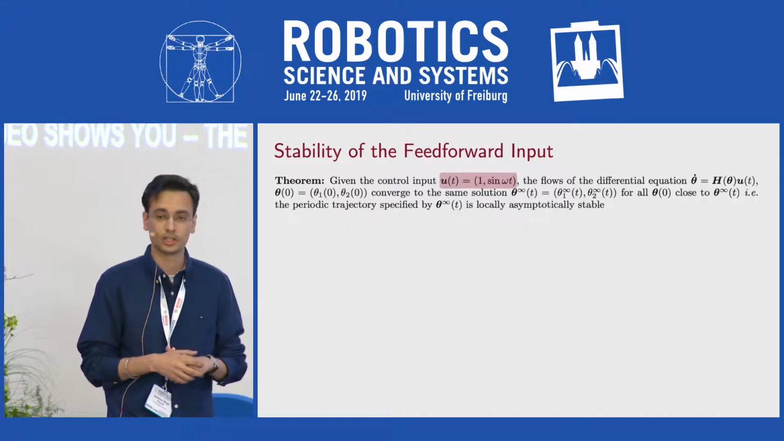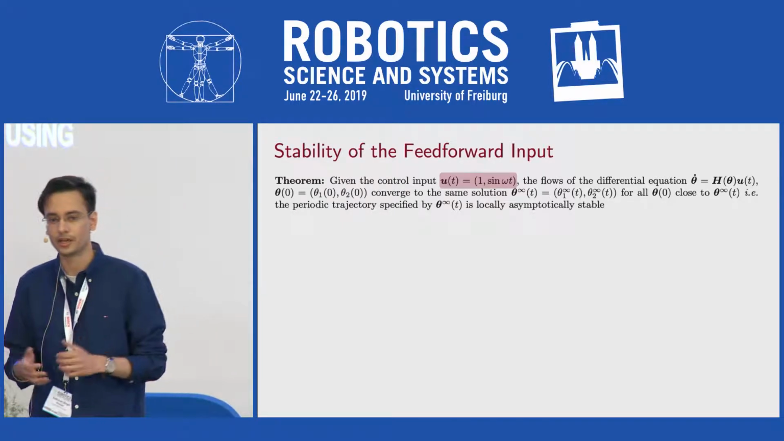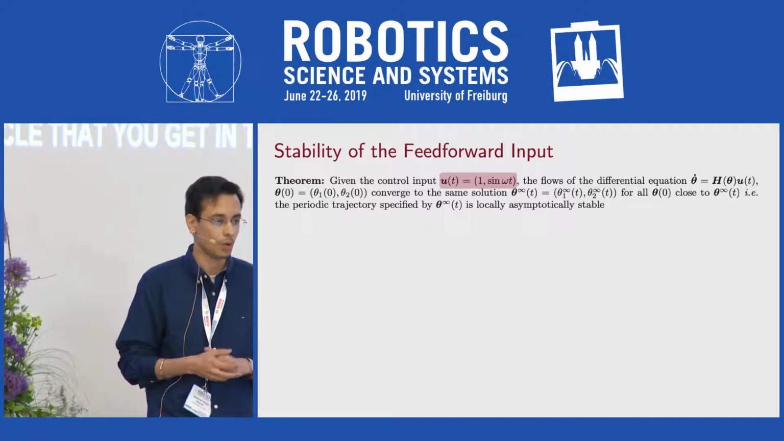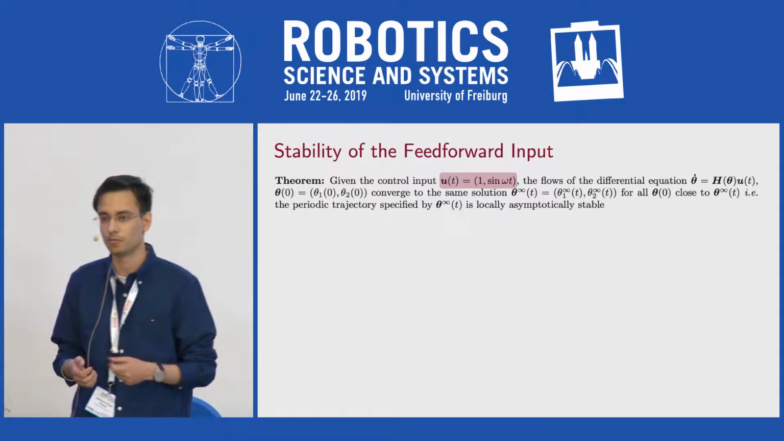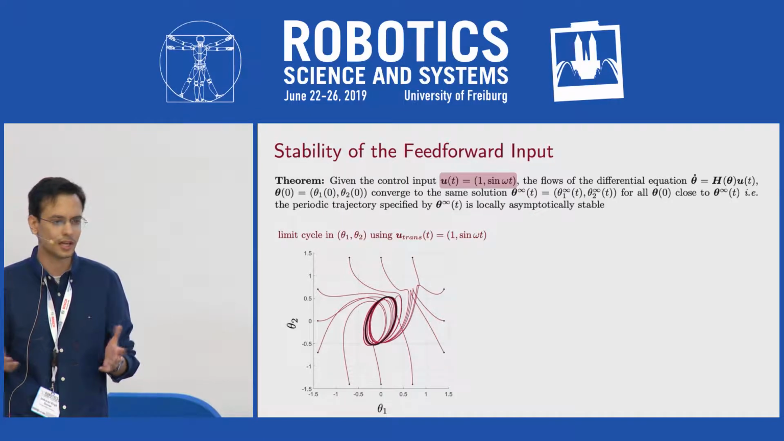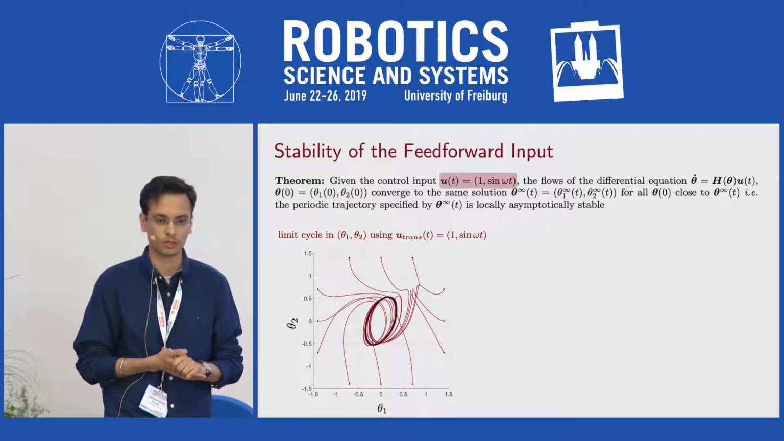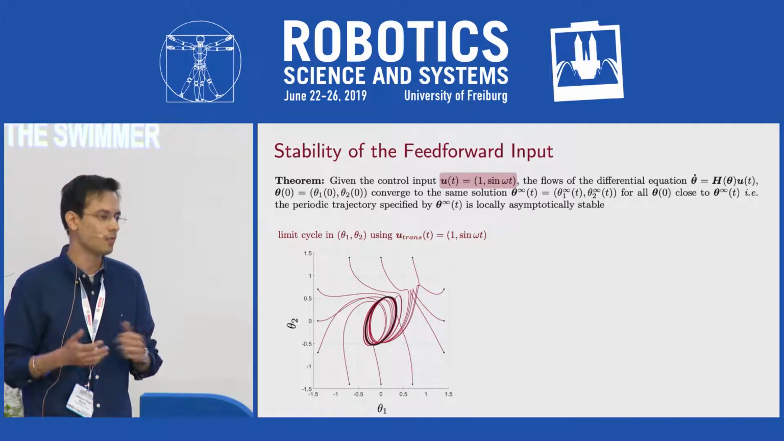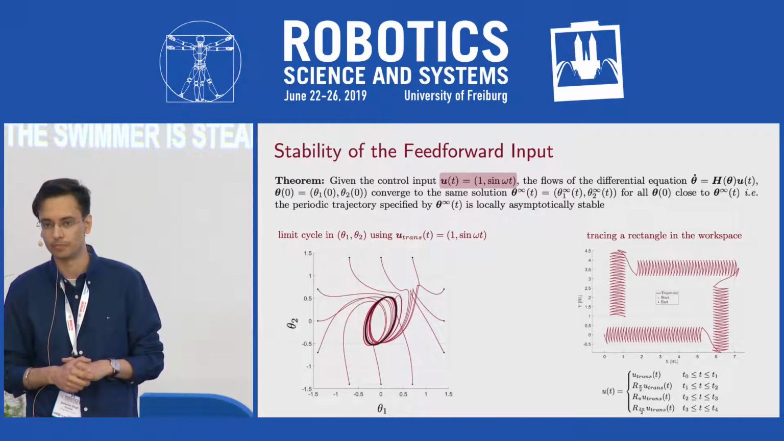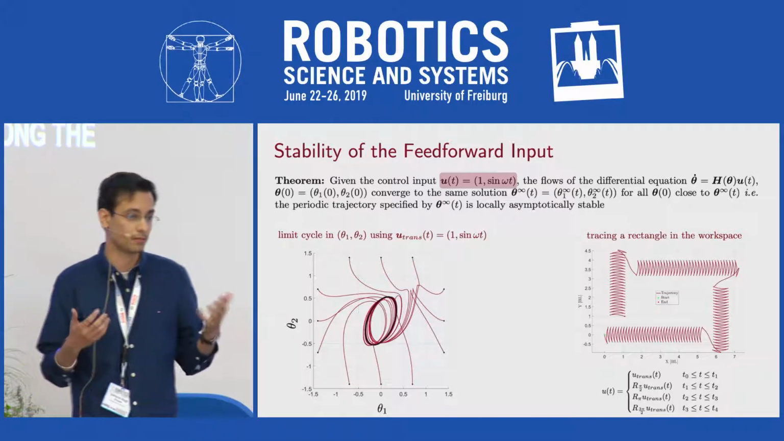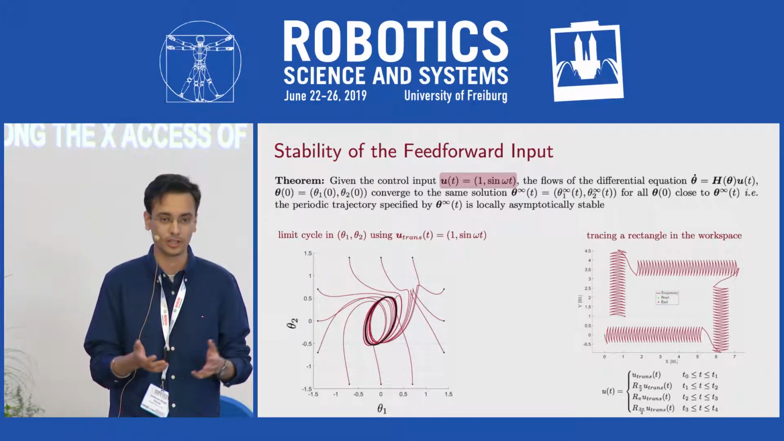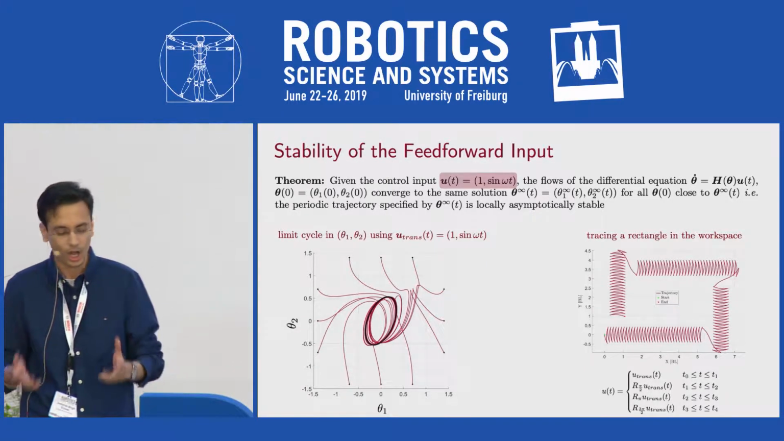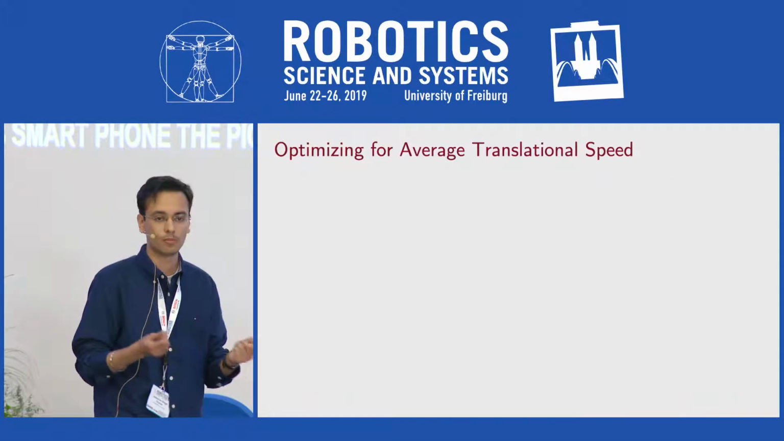So now, using this control input, it turns out that the limit cycle that you get in the orientation angle space is locally asymptotically stable, which we prove using a stroboscopic or Poincare map. Which means that no matter what the initial orientation of the links of the swimmer is, once this control input is switched on, steady-state oscillation will always be obtained along the x-axis of the world frame. So we get this stability property for free and use this to prescribe behaviors such as tracking a rectangle as shown in this picture.